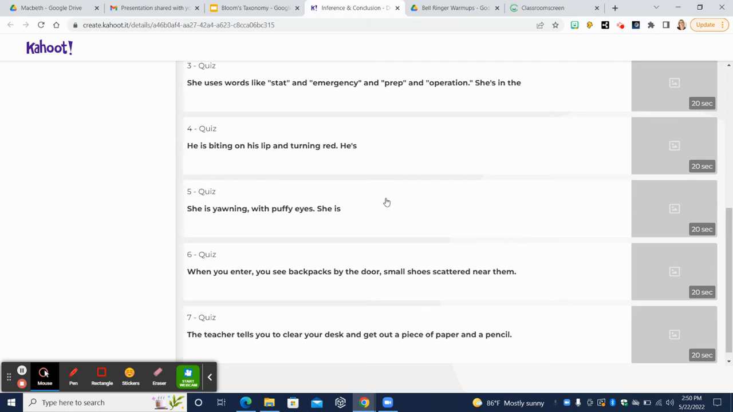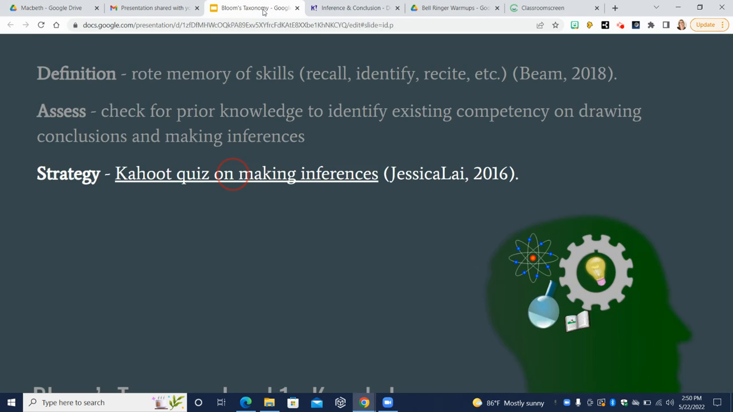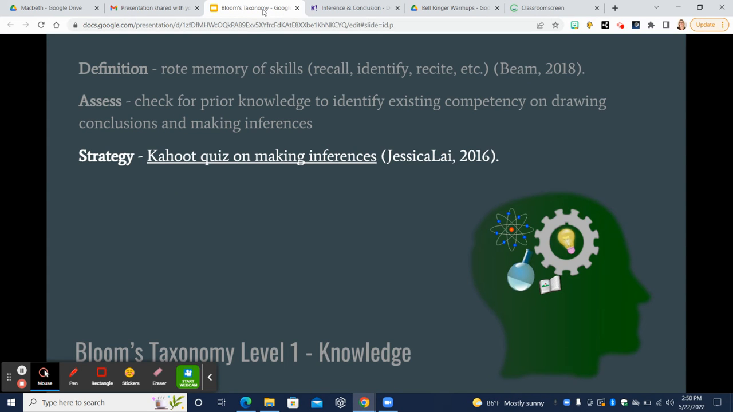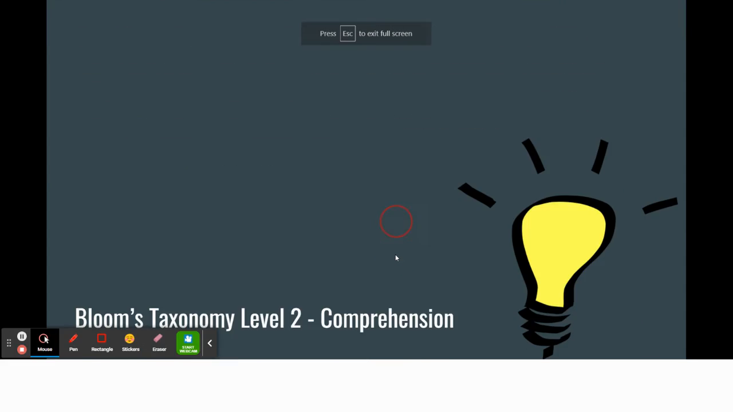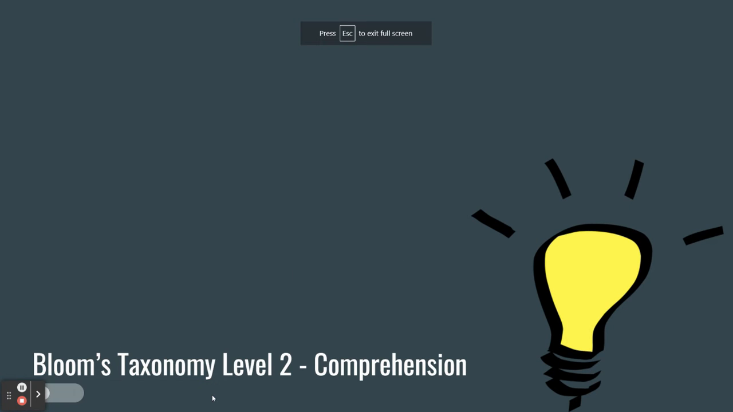So this just kind of will, I guess you could say, waken up that prior knowledge and that existing competency that they have of making inferences. And through that Kahoot, it also helps the teacher to understand who might need a little bit of extra help with identifying this properly and understanding the concept properly.